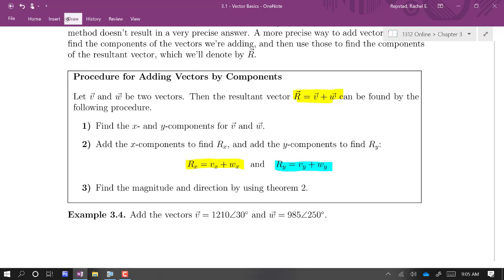And then once you have your components for your resultant vector, just like we did in the last example, use Pythagoras and arctan to get the magnitude and direction of your resultant. When you're doing a problem whose answer is a vector, you always want to give your answer by providing the magnitude and direction and not just the components, unless it specifies otherwise.